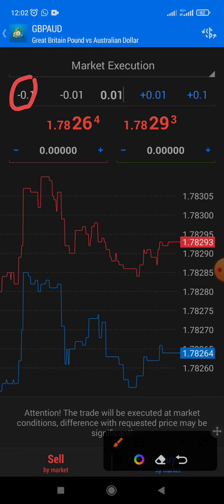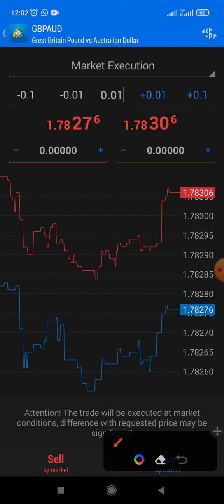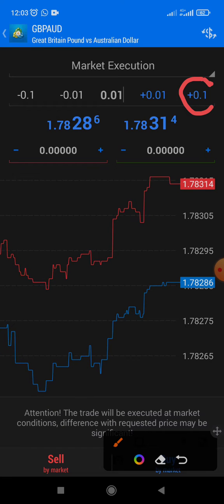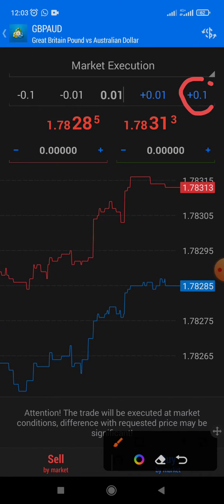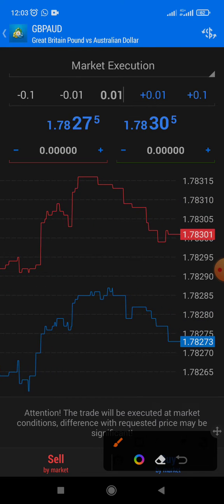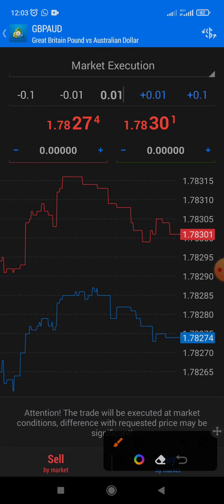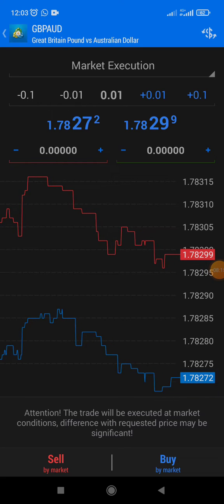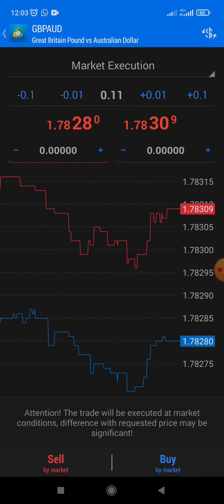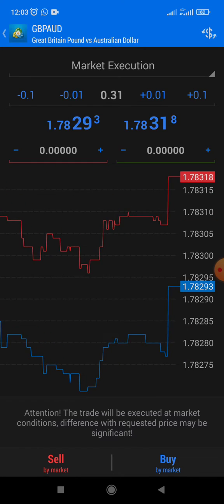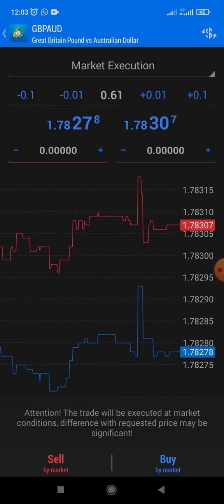What if you want to add points? If you want to add 10, you use the last one here, which is the plus 0.1. You use this one in case you want to increase the lot size by 0.10. So that is what you will use in terms of increasing the lot size. If I click on that right now, you will see the lot size increasing by 10. So if I click now, it's 0.01. If I add 10, it becomes 0.11. If I add another 10, it becomes 0.21. If I add again, it becomes 0.31, 0.41, 0.51, 0.61, 0.71, 0.81, 0.91, 1.01.